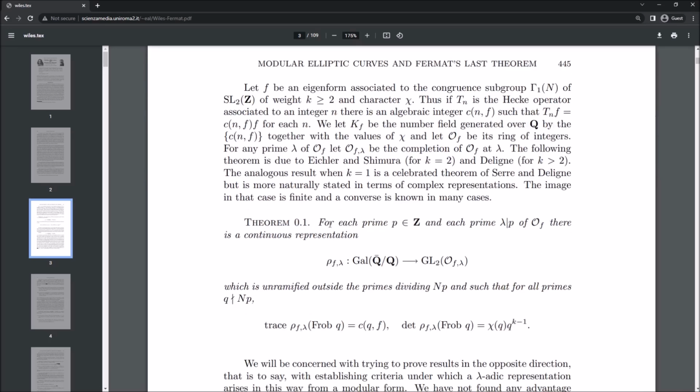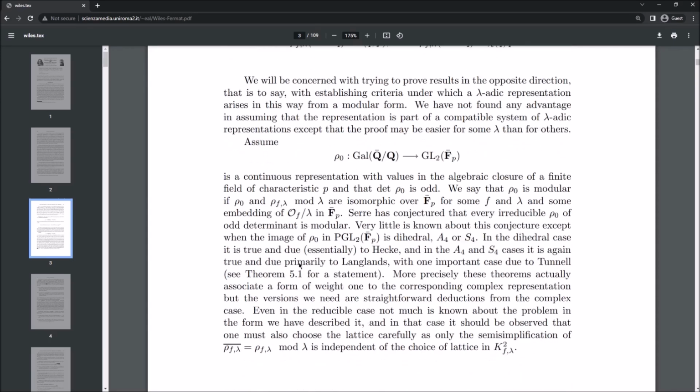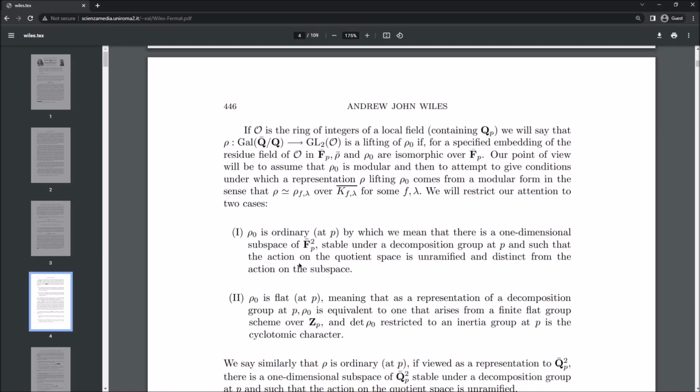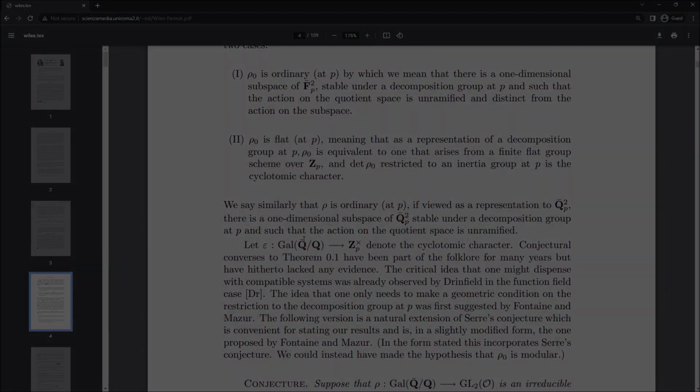First theorem, here we go. For each prime, a representation. Alright, let's just keep looking. Representation. Why is this all about representations? Right, what even is a representation?